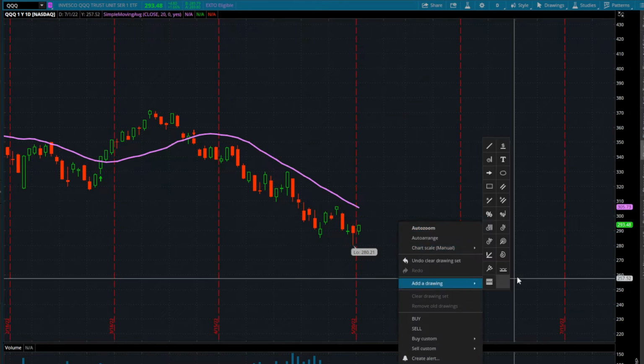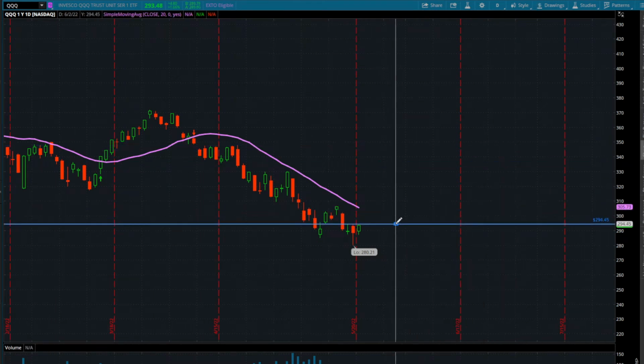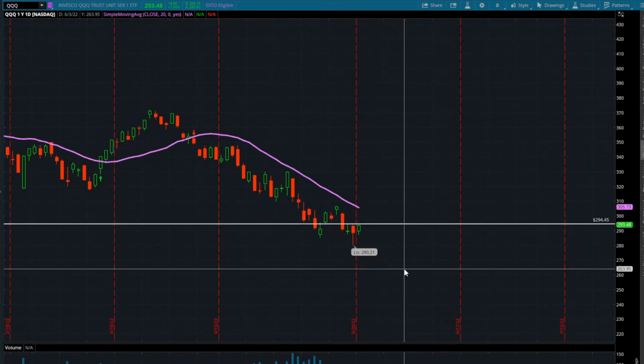So we want to add a drawing, do a little price level here. I want to put it to the top. You don't have to be perfect to the penny, but what I got is 294.45. What this is telling me is that price action intraday can break $294.45. This might be an area of opportunity to try to get in and perhaps buy some calls.